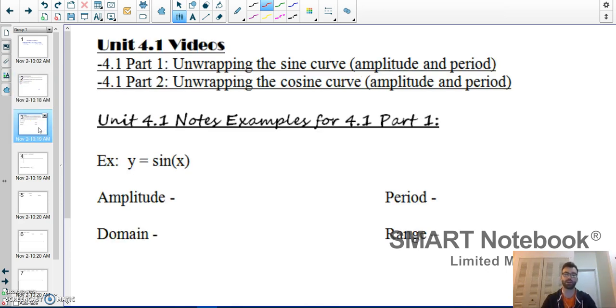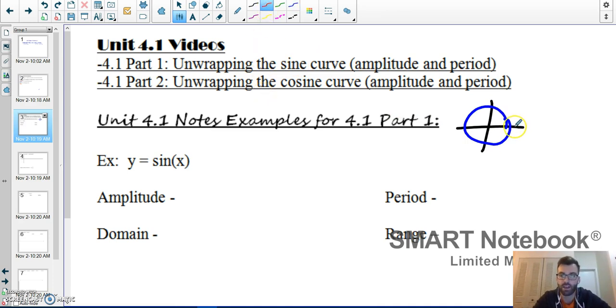Today we're talking about our sine curve. In our next video, we're going to talk about our cosine curve. If you think about sine, we think about the unit circle. Within our unit circle, if I think about sine, here's my circle here. Let's talk about our domain and range first.